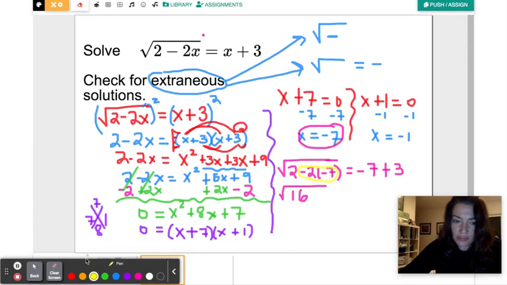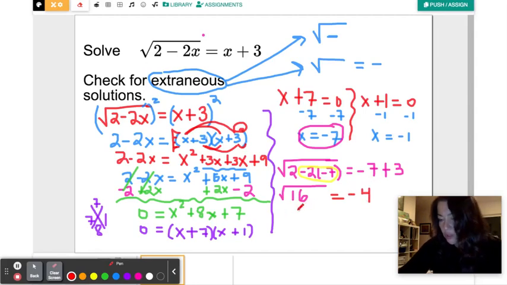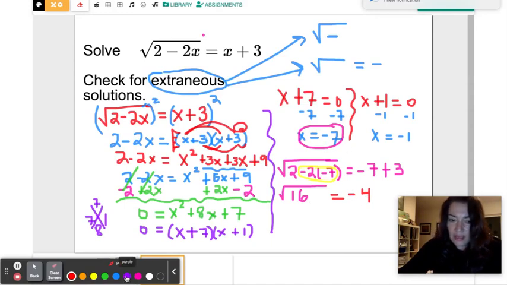So the square root of 16 is okay, but the problem arises right here when we have negative 7 plus 3, we end up with a negative 4. Now when we are taking the square root, when we're solving for our real solution, we are only looking for the positive square root of 16. So therefore, negative 7 is not going to be a real solution. So we're going to call this extraneous. Negative 7 is called an extraneous solution.